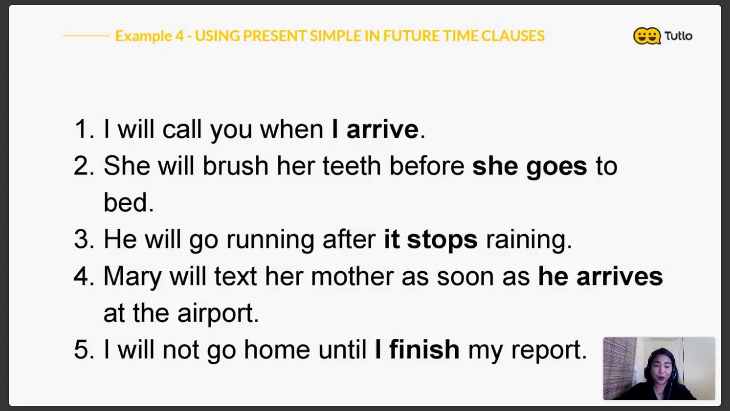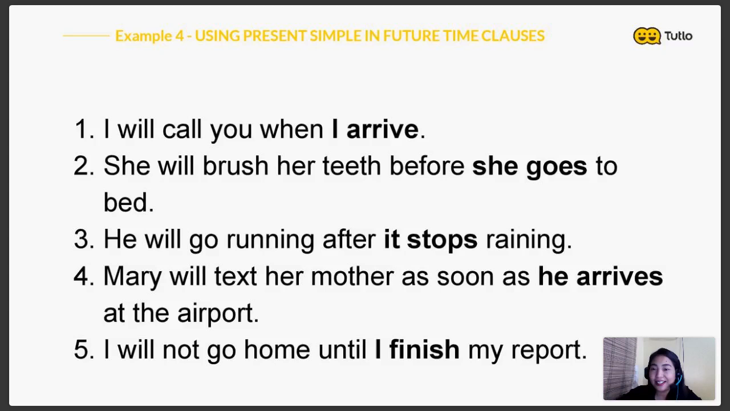Okay, so these are some examples. We use the adverbs or adverb phrases when, before, after, as soon as, or until to express the future. Okay, so these are the patterns. Can you give me an example of how to use the present simple in a future time clause? Remember, we use when, before, after, as soon as, until.